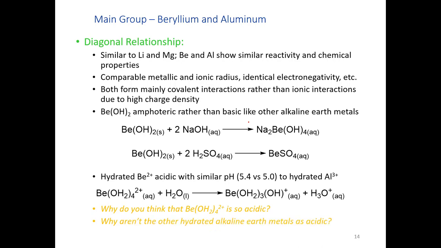Why aren't the other hydrated alkaline earth metals as acidic? The other alkaline earth metals aren't as charge dense, so they can't polarize electron density towards themselves as strongly as beryllium, and they don't show this type of chemistry. Aluminum, however, does, hence the diagonal relationship.